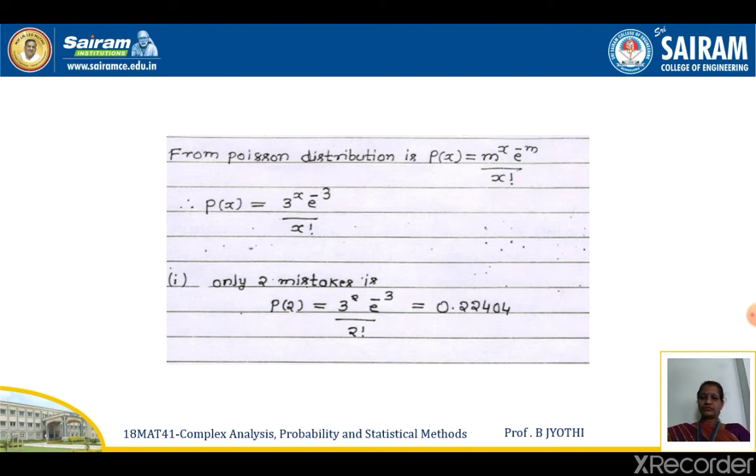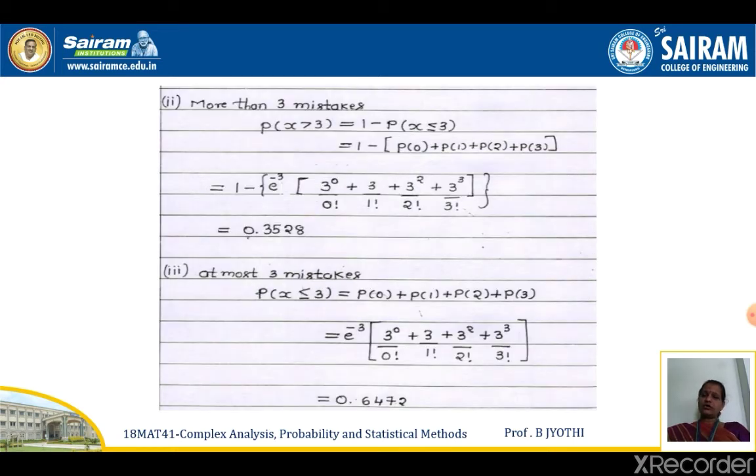From the Poisson distribution, p of x is m power x e power minus m by x factorial. Therefore, m we have obtained is 3. So, p of x is given by 3 power x into e power minus 3 by x factorial. Now, only 2 mistakes, exactly 2 mistakes, means p of 2. That is 3 power 2 e power minus 3 by 2 factorial, which on calculation we get 0.22404. So that is the probability of committing only 2 mistakes.